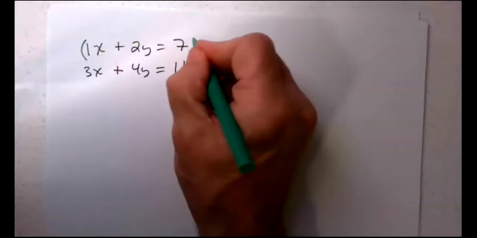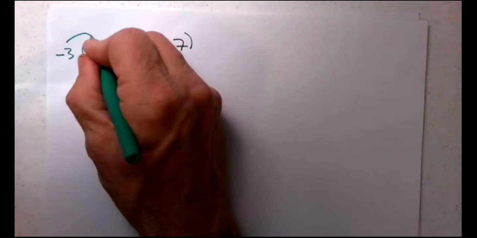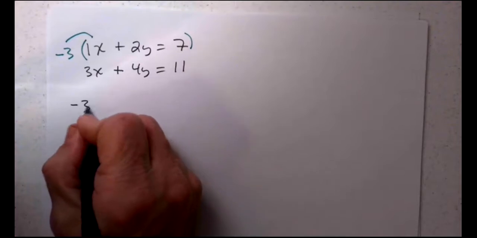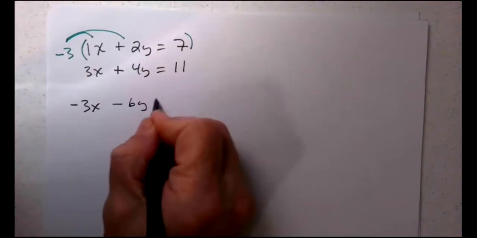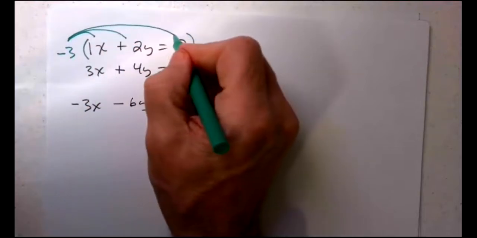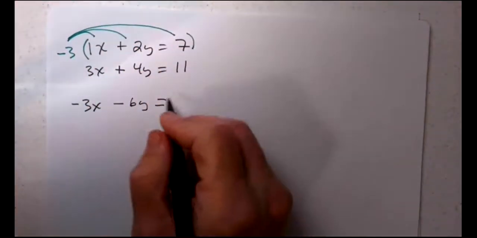Make them both 3. So multiply this first equation by 3, but make it a negative 3 so it'll cancel. Notice, negative 3 times 1x would give me negative 3x, and that would add to the positive 3x to go away. So that would be negative 3x. Negative 3 times positive 2y is negative 6y. Equals negative 3 times 7. You're multiplying the negative 3 on both sides of the equation. Negative 3 times 7 is positive 21.